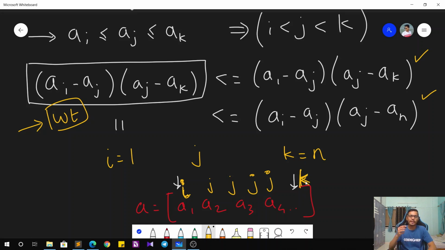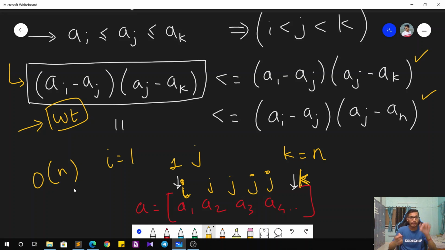So what one can try to do is iterate over all the possible j values. That is, fix i as 1, fix k as n, and iterate over all the possible values of j, and then find which one is giving the maximum value for this expression. But then again, this would take O(n) time for one subarray.